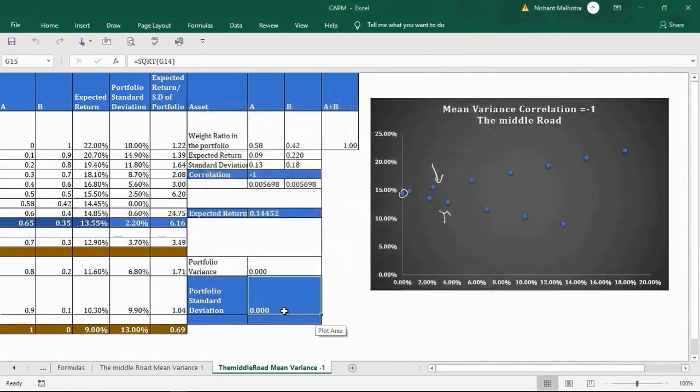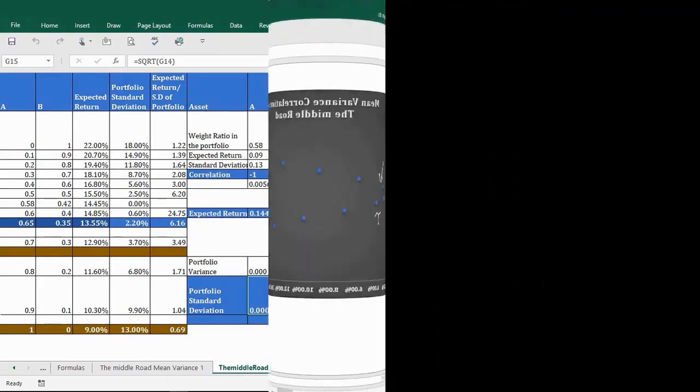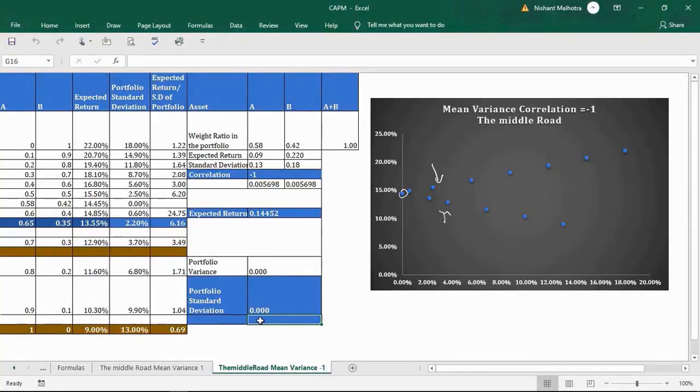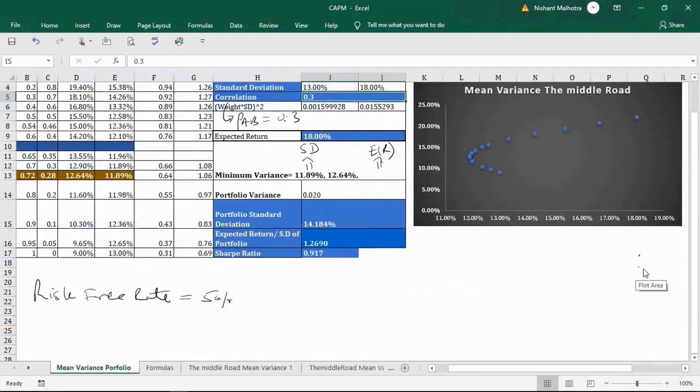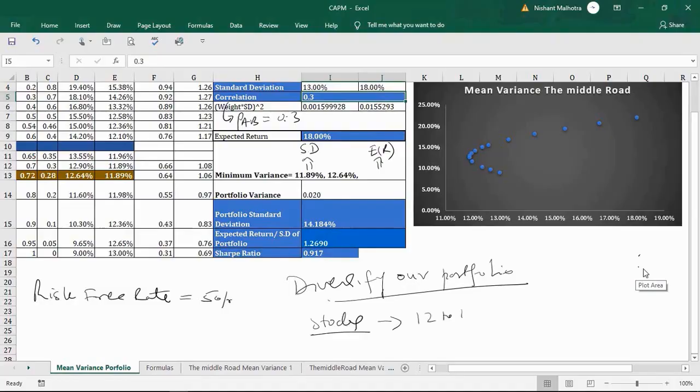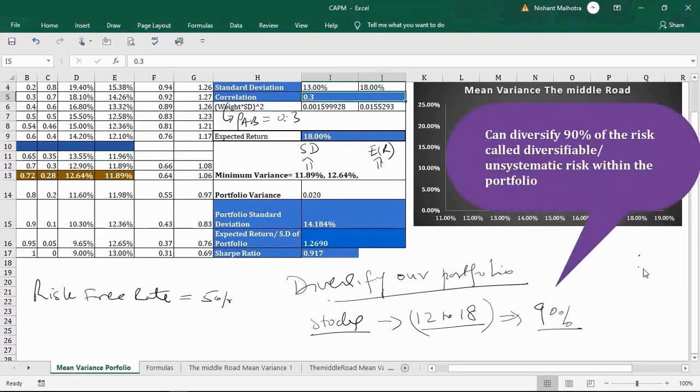We get that the standard deviation is 0 when the mix of the two assets is 58% for A and 42% for B. Already seen, you can use solver for multiple functions. You want to mix, you want to diversify assets in your portfolio. Usually it is seen, and we'll be discussing in the upcoming presentation, that in the case of stocks, if you want to diversify, use between 12 to 18 different stocks, and you are able to diversify 90%. This Excel will be uploaded on the middleroad.org.